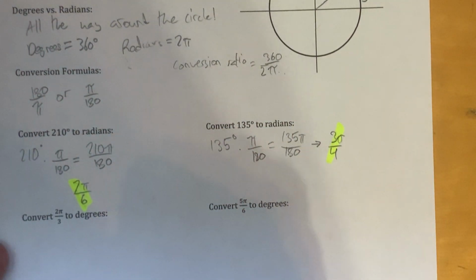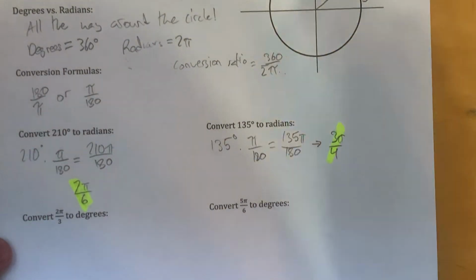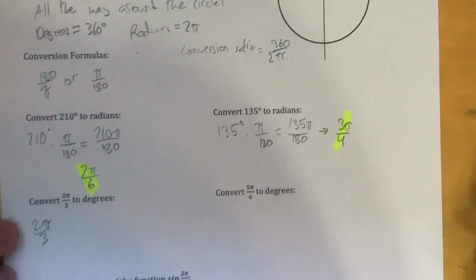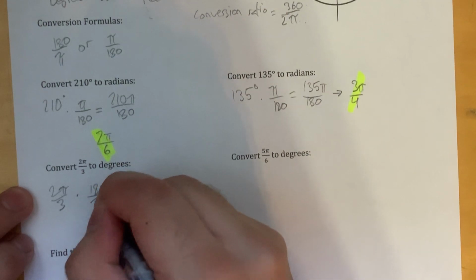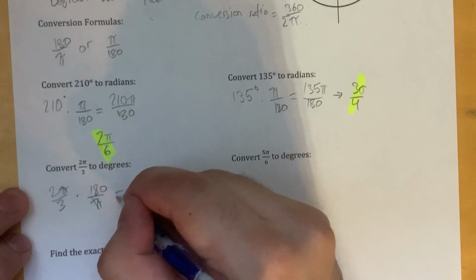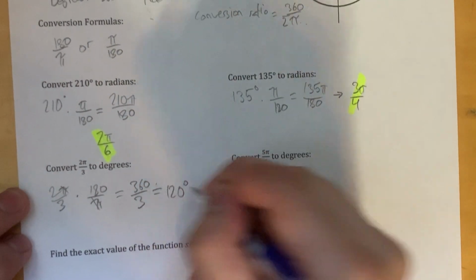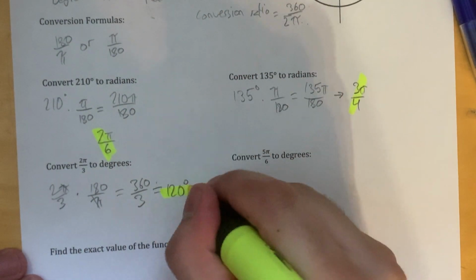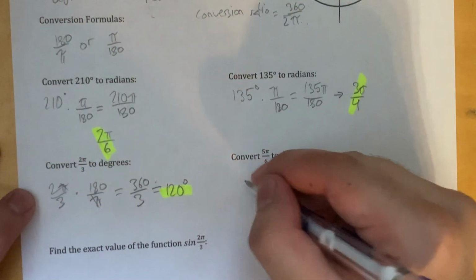Let's go. So we're going to do 2 pi divided by 3 times 180 over pi, because I want to get rid of pi this time. So the pis disappear, and I get 360 divided by 3, which is easy to reduce. I get 120 degrees. Answer, 120 degrees.